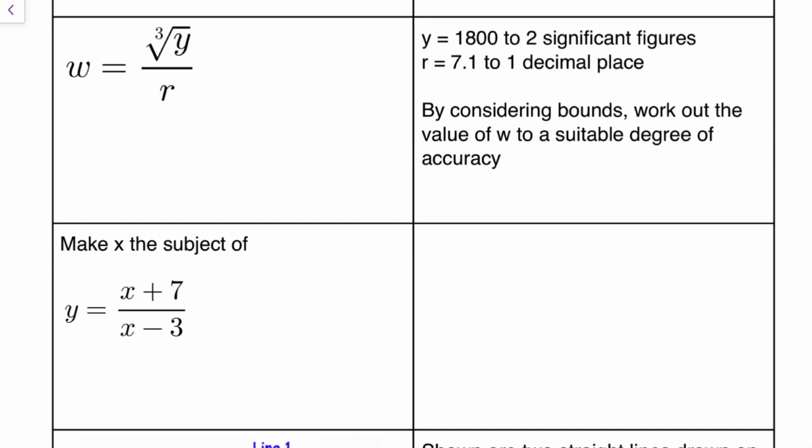Right, I can see straight away this is a bounds question. Actually, it's worse than a bounds question, isn't it? Because it's a suitable degree of accuracy. So I'm going to have to work out W. I have to work out the maximum and minimum value I can get for W. Okay, so let's start by doing the bounds first of all.